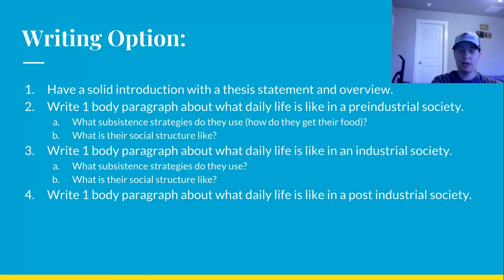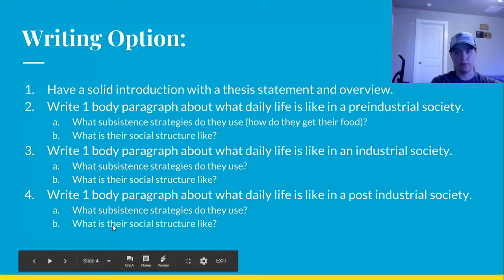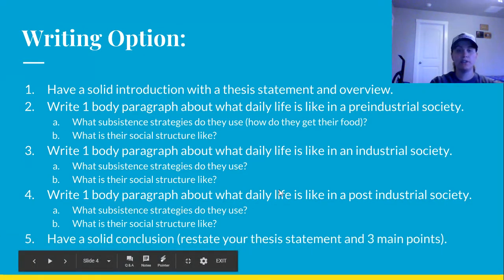And then a body paragraph about what daily life is like in a post-industrial society. So make sure to talk about daily life. What is it kind of like when you wake up in the morning? What are you doing throughout the day? And make sure to include subsistence strategies, where they get their food, and social structure. What's their social structure like? And then have a solid conclusion where you restate your thesis statement and your 3 main points. So pretty straightforward. That's your writing option.